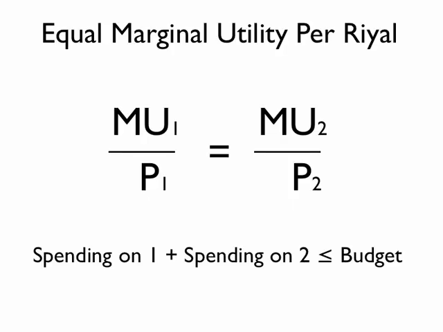The thing that we have to remember is that we're striving to reach a point where the marginal utility per Riyal is equal. So the spending that we incur for the first item plus the spending on the second item has got to be less than or equal to our budget.